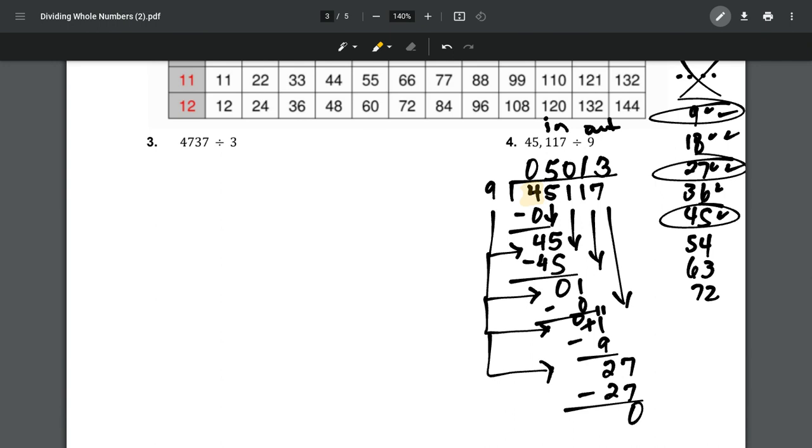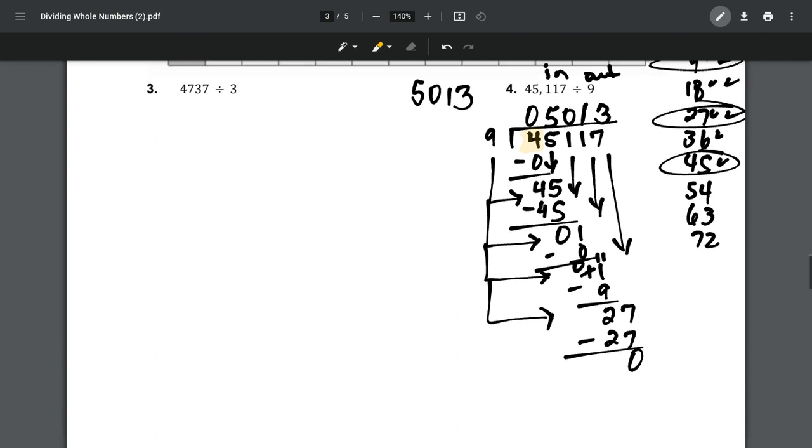So I don't have to worry about trying to write a mixed number or trying to change it to a decimal because I have a remainder of 0. So this answer is simply 503. Okay, let's look at some others.